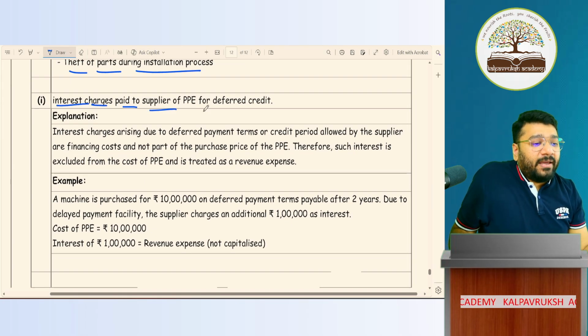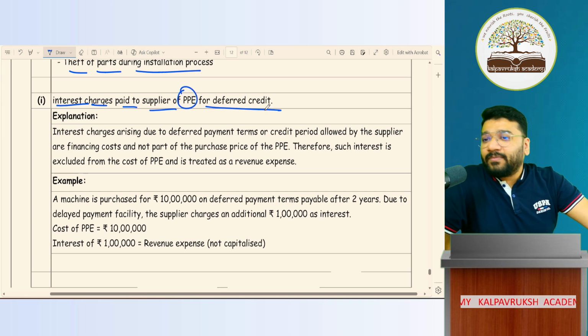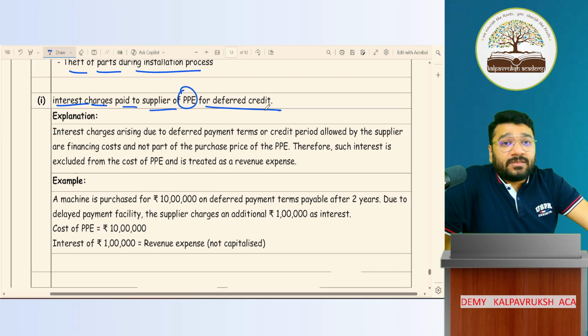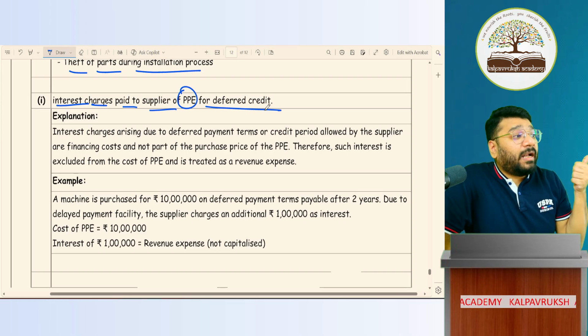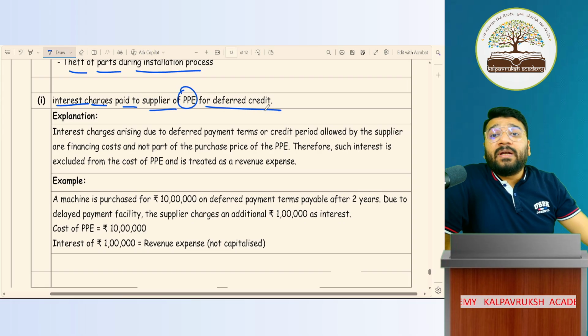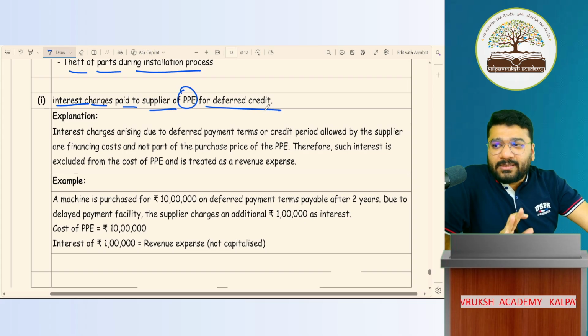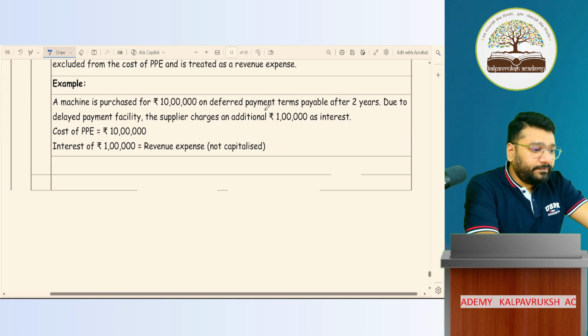Interest charge paid to supplier of PPE for deferred credit. 11:30. My God, we have been only understanding the theoretical aspect of this for 1 hour 17 minutes. And why is this essential? Because the next 7-8 questions that I'm going to do revolve completely around this. And the questions are quite tricky. If this is not understood in true spirit, you will not get the comfort to solve the questions. Am I right? So one last discussion, we are over with it, then we'll go to sums.